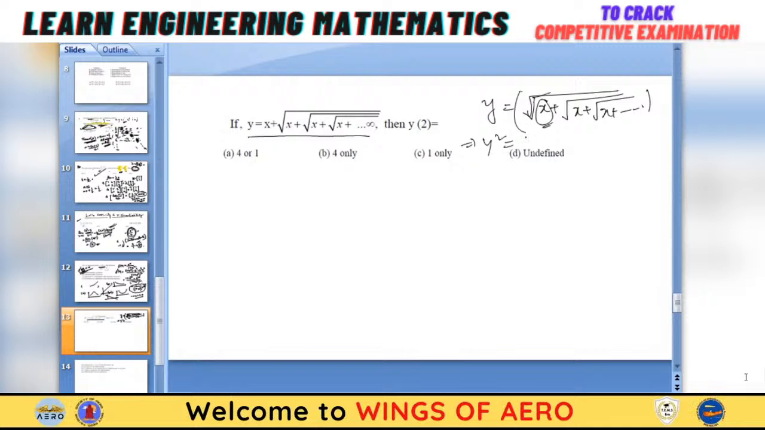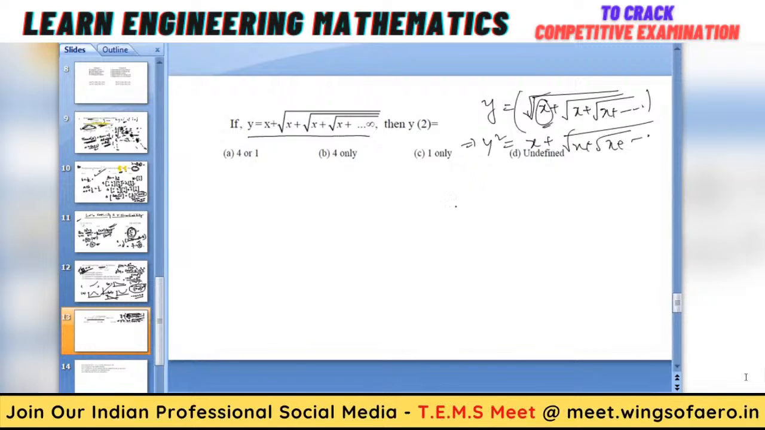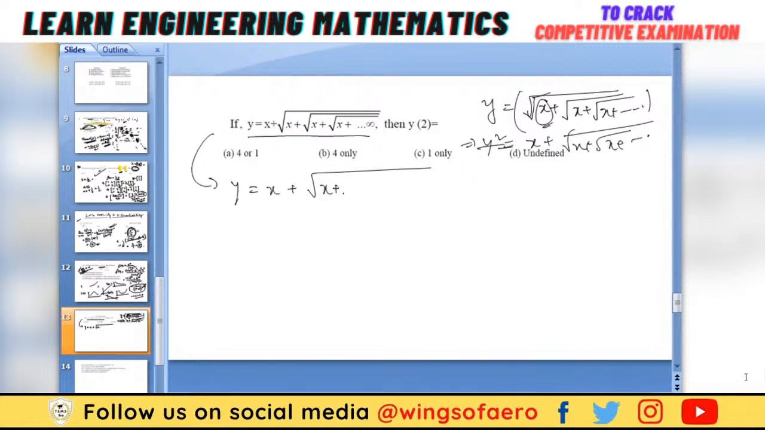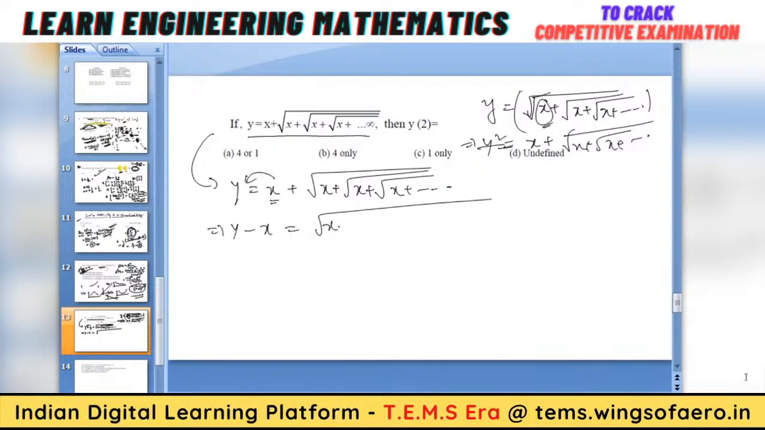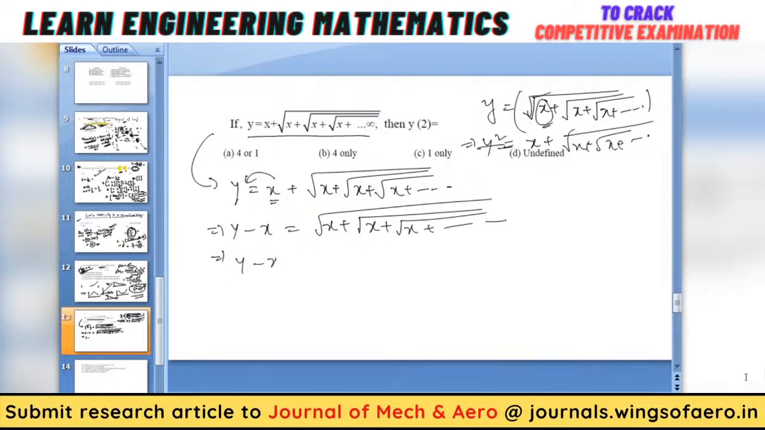So that x will be on this side. Similarly in this case, y is equal to x plus root over of x plus... I am first taking this x to this side. Now just simply square both sides.